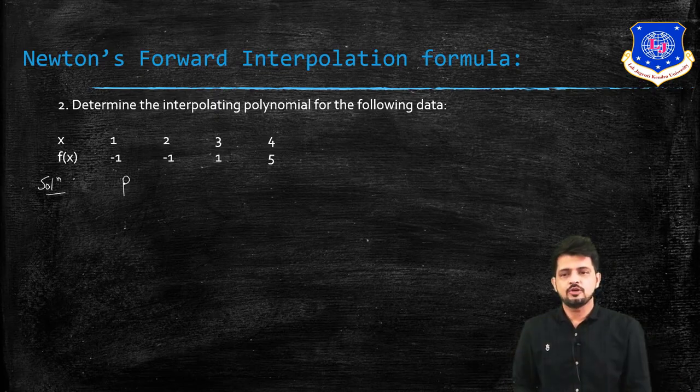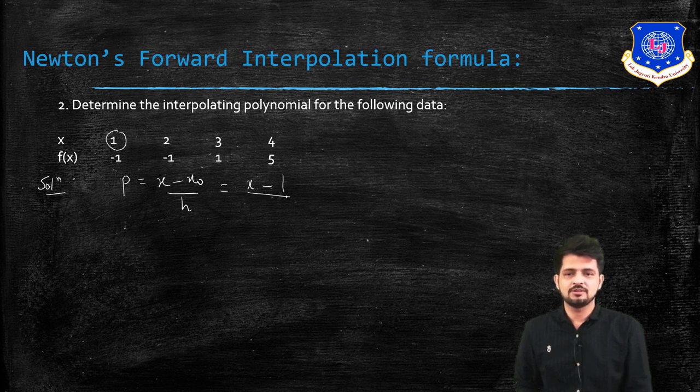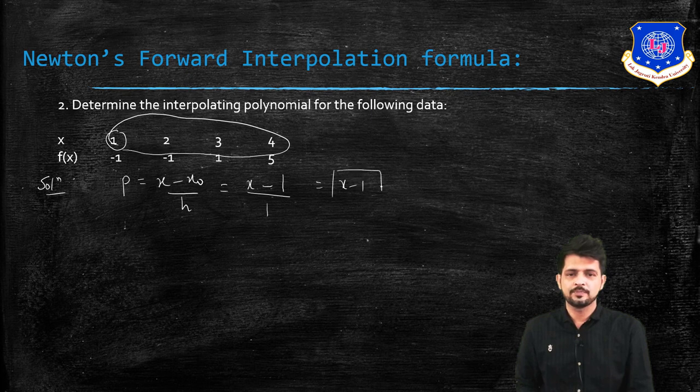First of all we have to find the value of p. What is p? p is equal to x minus x0 upon h. x will be as it is. Our x0 is 1, so x minus 1 upon h. What is the value of h here? The difference between the values of x. What is the difference between the values of x? 1. So my p is equal to x minus 1.